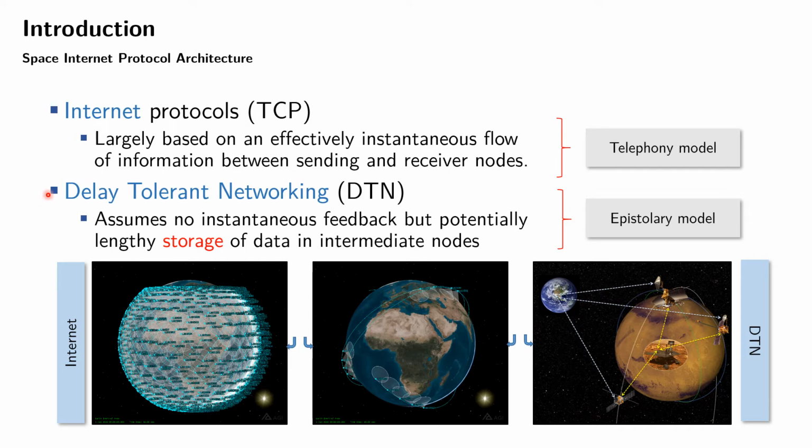It cannot operate. We need a different paradigm, called delay tolerant networking, where no instantaneous feedback is available or can be assumed. Also, some storage in intermediate nodes needs to be implemented for keeping the data in transit over the node until subsequent links become available. So we say that DTN fits a different model, which is known as the epistolary model.